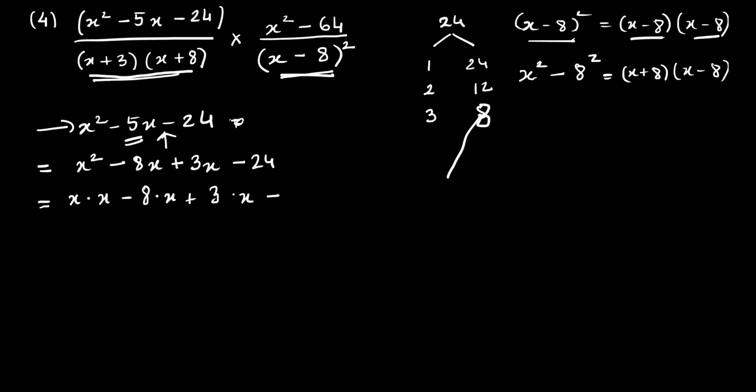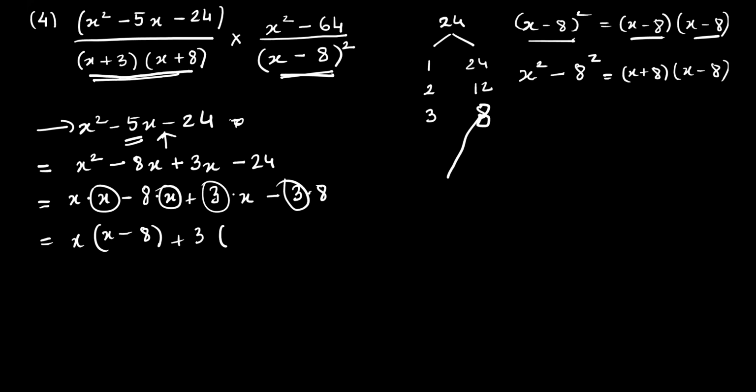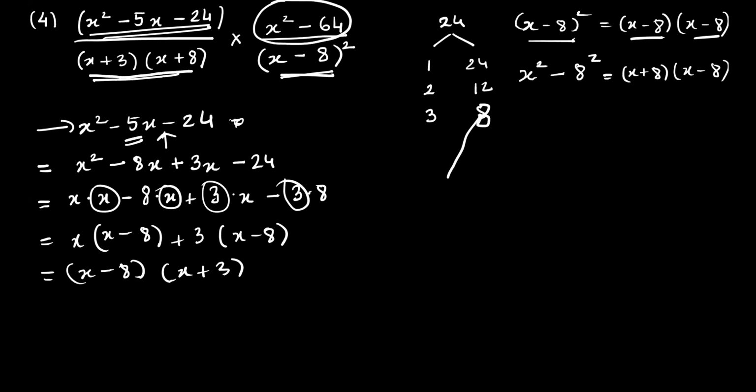Then how to write it? 3 into 8. Okay. What is common in these two? X is common. So I will take x outside. What remains? X minus 8. Correct. What is common here? 3 is common. So I will write plus 3 outside. What remains? X minus 8. So what is the next step? X minus 8, x plus 3. Very good. So now we have factorized this also. This is also done. सिर्फ अभी ये बचा है. Correct?